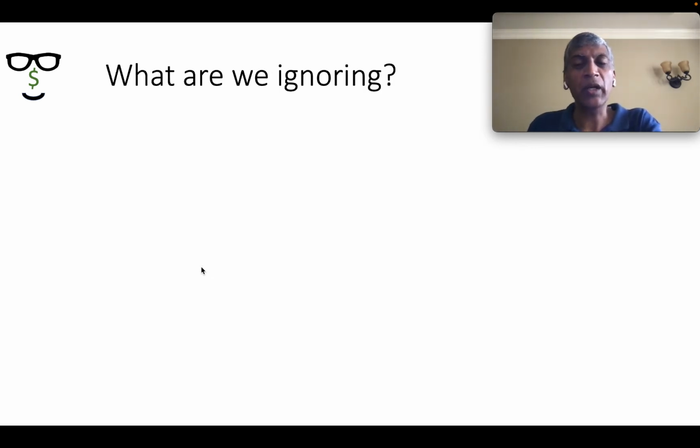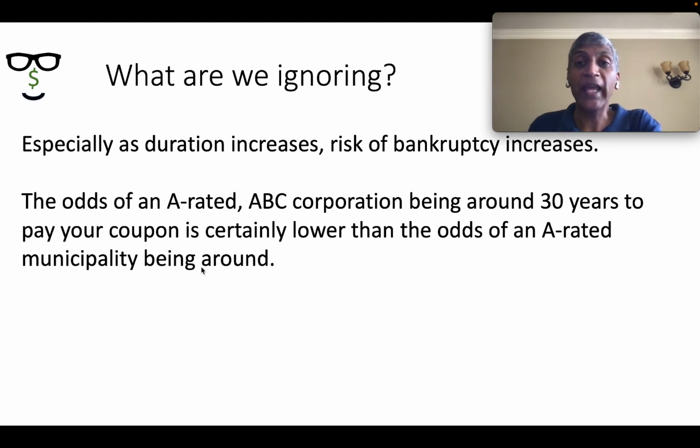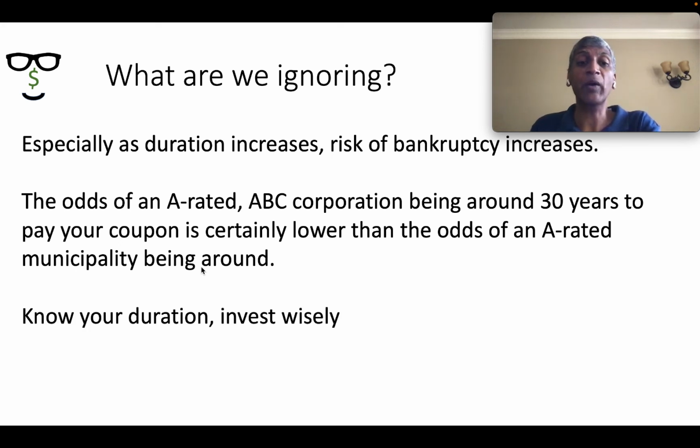We are ignoring a couple of things that you absolutely should also take into account, especially as duration increases. Let's say you're looking at a 30-year bond for an A-rated company. The odds of that company hanging around for 30 years and paying you that yield is definitely lower compared to municipality A or municipality B lasting 30 years. That is something you need to think about.